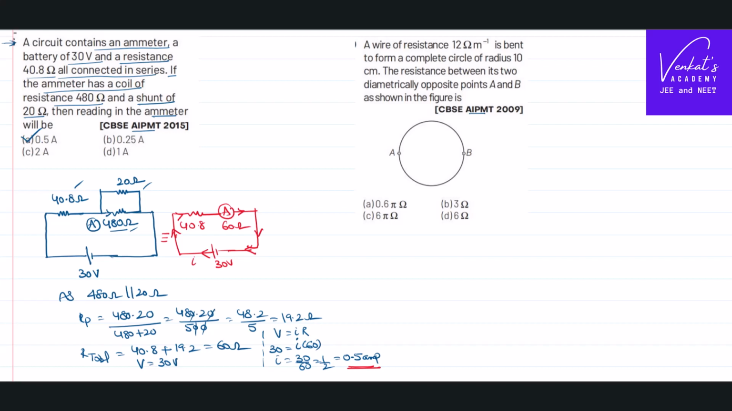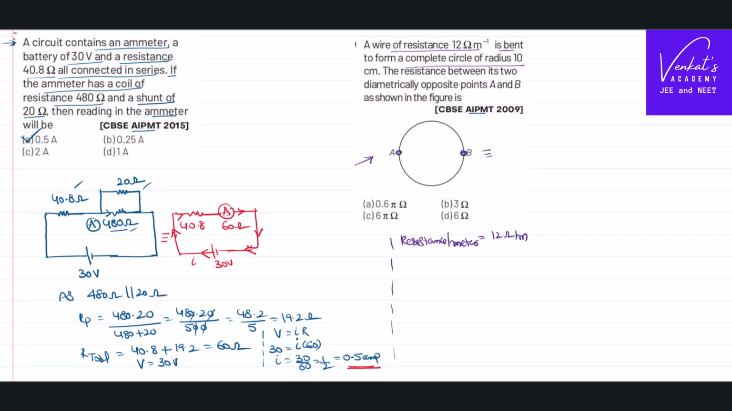Let us now solve the other problem that is given for us here. A wire of resistance 12 ohms per meter, ohms meter inverse means resistance per meter is given for you in the problem, as 12 ohms per meter, is bent in the form of a complete circle as shown in this diagram. The resistance between diametrically opposite points A and B.